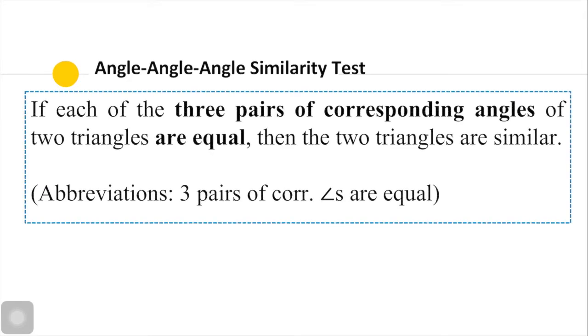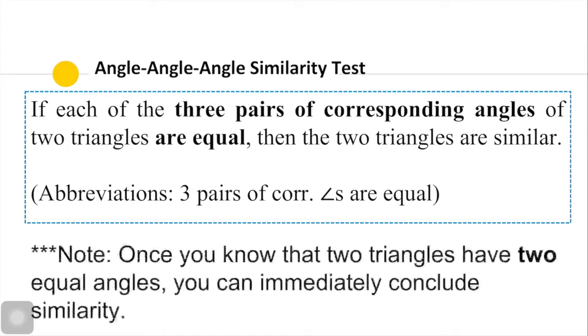First of all, the first test will be angle similarity test. Do note that this test doesn't work for congruency, but it works for similarity. So if the three pairs of corresponding angles of two triangles are equal, then the two triangles are similar. So once you know that they have two equal angles, you can of course conclude, because by deduction, the third pair of angles should of course be the same as well.